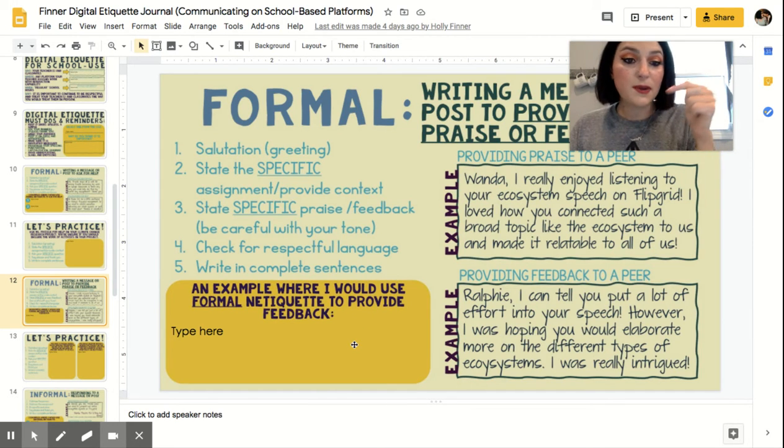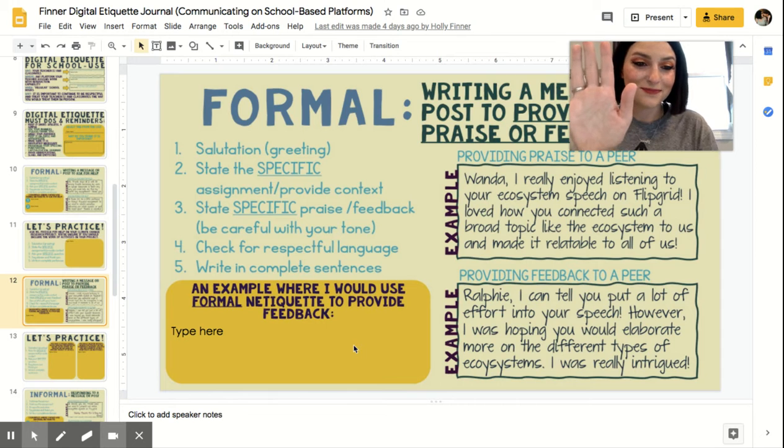So again, in that response box, I want you to think about an example where you would use formal netiquette to provide feedback. So like, would you do that on Canvas? So think of maybe an example of how you would do that. Take a moment, pause, and respond.